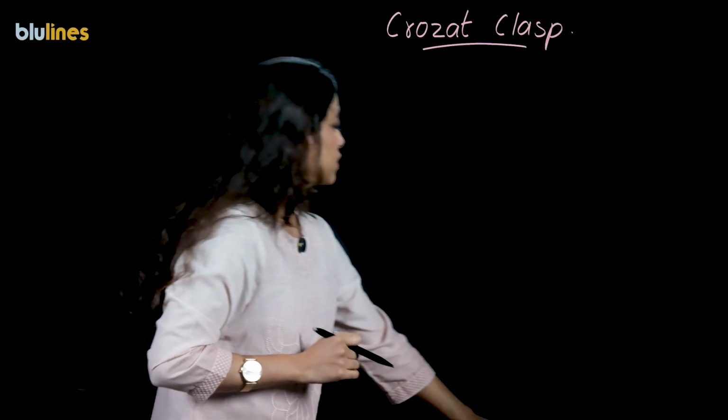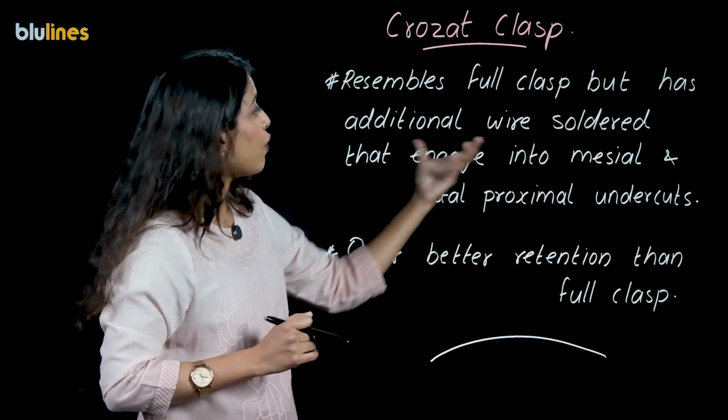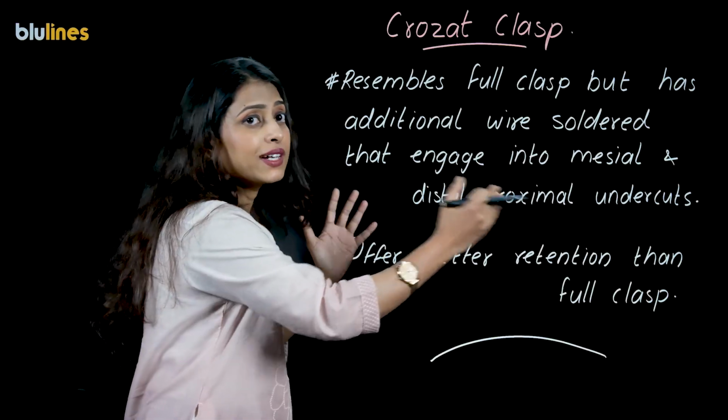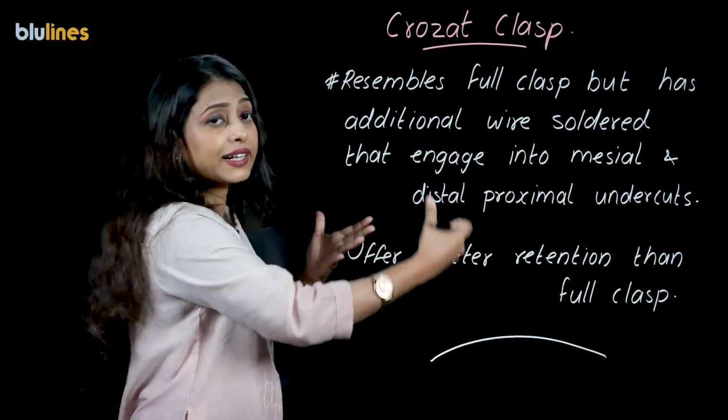Crochet clasp. It resembles a full clasp but has additional wires soldered onto the mesial and distal proximal undercuts. These additional wires offer extra retention. That is, it is more retentive than the normal full clasp.